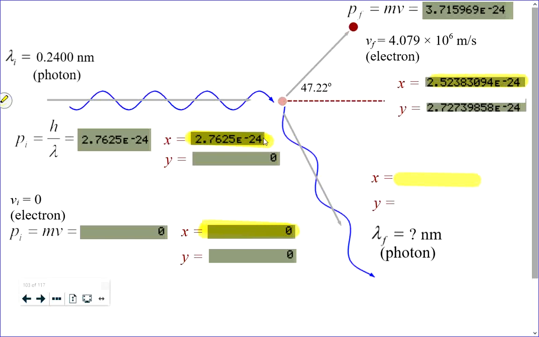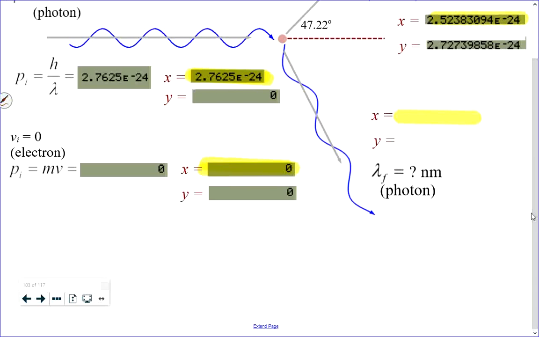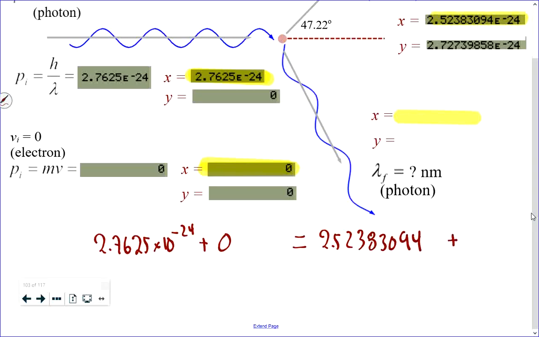If you were looking for what we're going to do here, I'm going to write this down. What you would be doing is you would say that the x before, which is 2.7625 times 10 to the negative 24, plus 0 has to be equal to, so there's the 2 highlighted on the left, 2.52 times 10, I'll put the decimals, 2.5238394 plus this x of the photon.